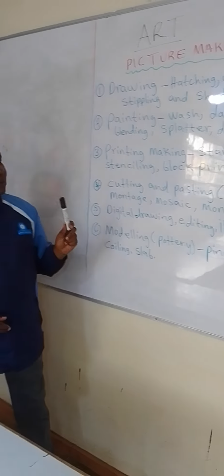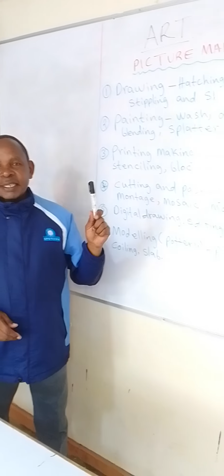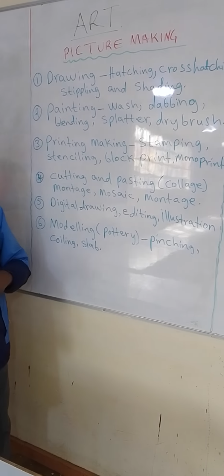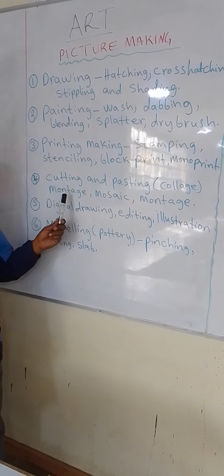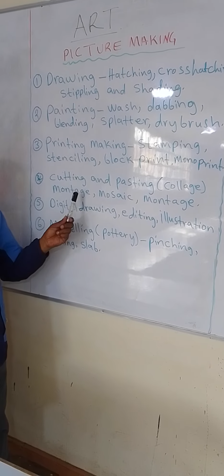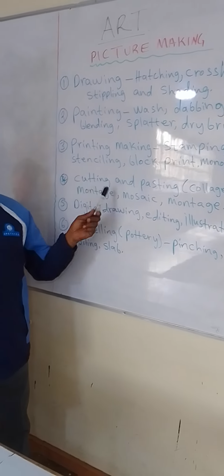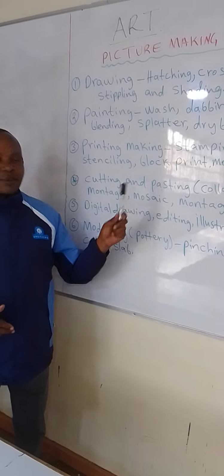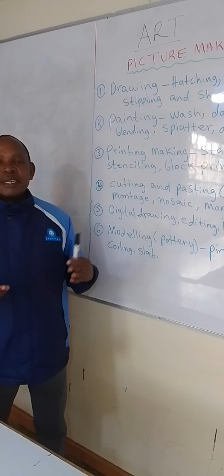Then number 4, we have cutting and pasting. So you use different materials whereby you cut and paste. Like we have montage. Montage, you cut related pictures, different pictures from newspapers and magazines, and you create a story. So it's like you are editing the pictures.